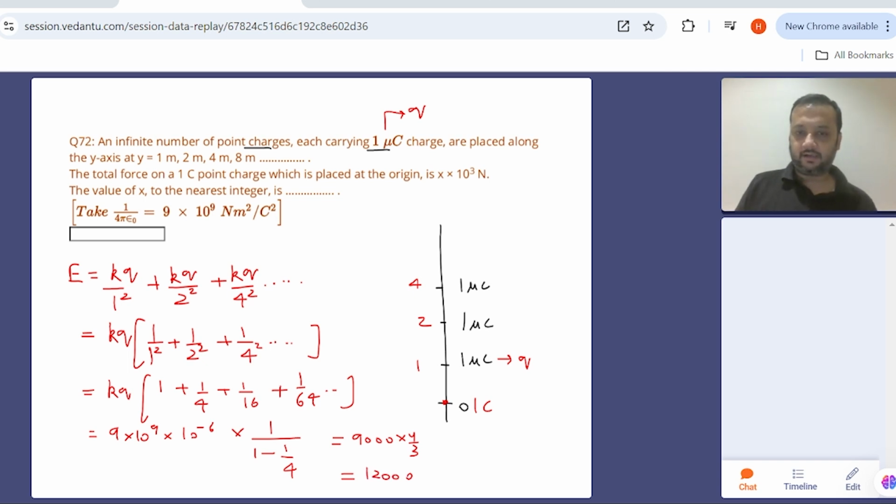This is the value of the electric field, and force we can write as the charge into electric field. That means 1 coulomb into electric field 12,000. Hence the force comes out to be 12,000 Newton. We have to express our answer in terms of x into 1000. That means x will be 12. So the answer will be 12 for this. Okay, let us see the next question.